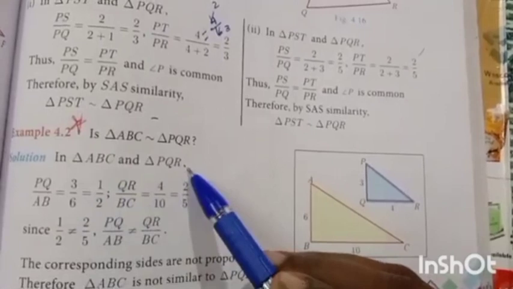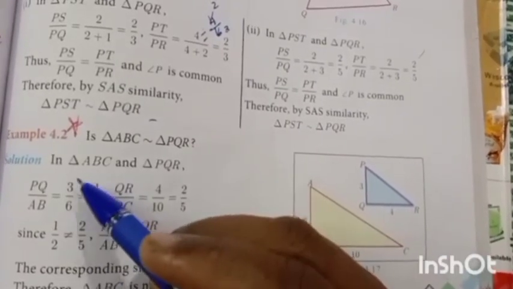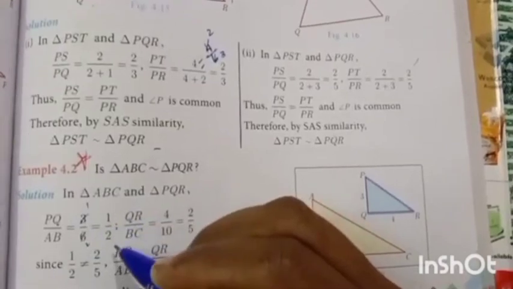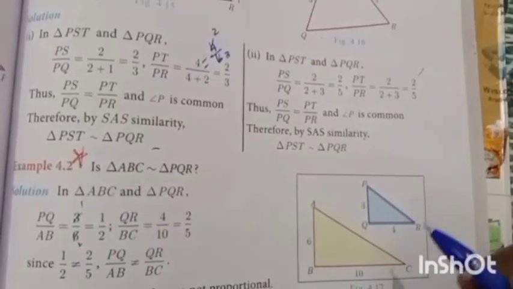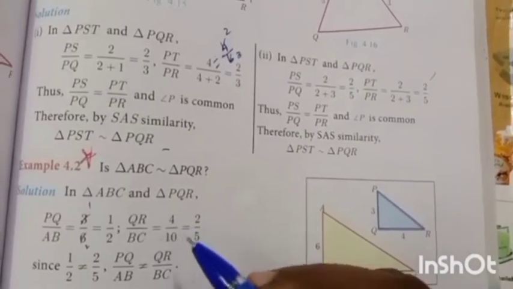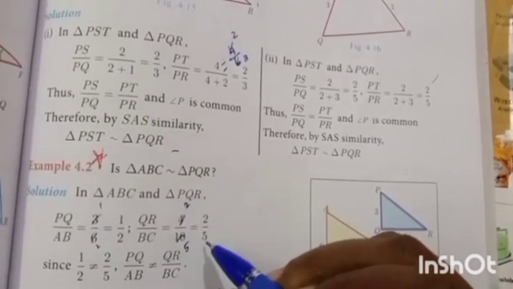Considering triangles ABC and PQR, the smaller triangle first, that is PQ by AB. PQ value is 3, AB value is 6. So 1 3 is 3, 2 3s are 6, so that is equal to 1 by 2. Next corresponding side, QR by BC, that is 4 by 10. 2 2s are 4, 5 2s are 10. So that is 2 by 5.